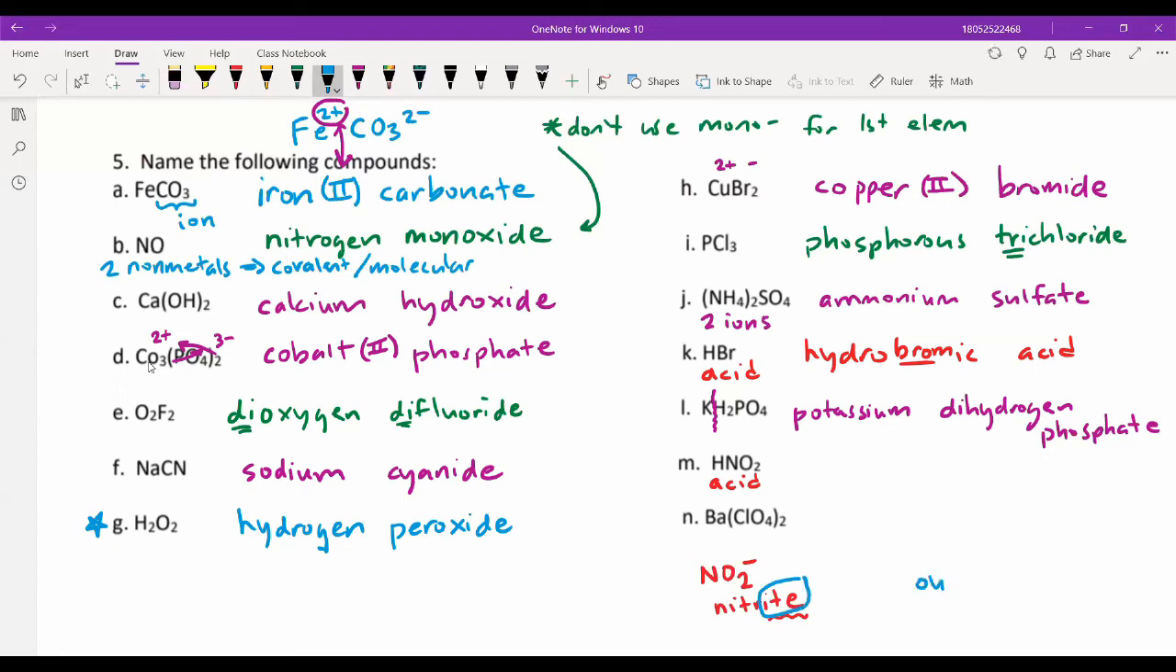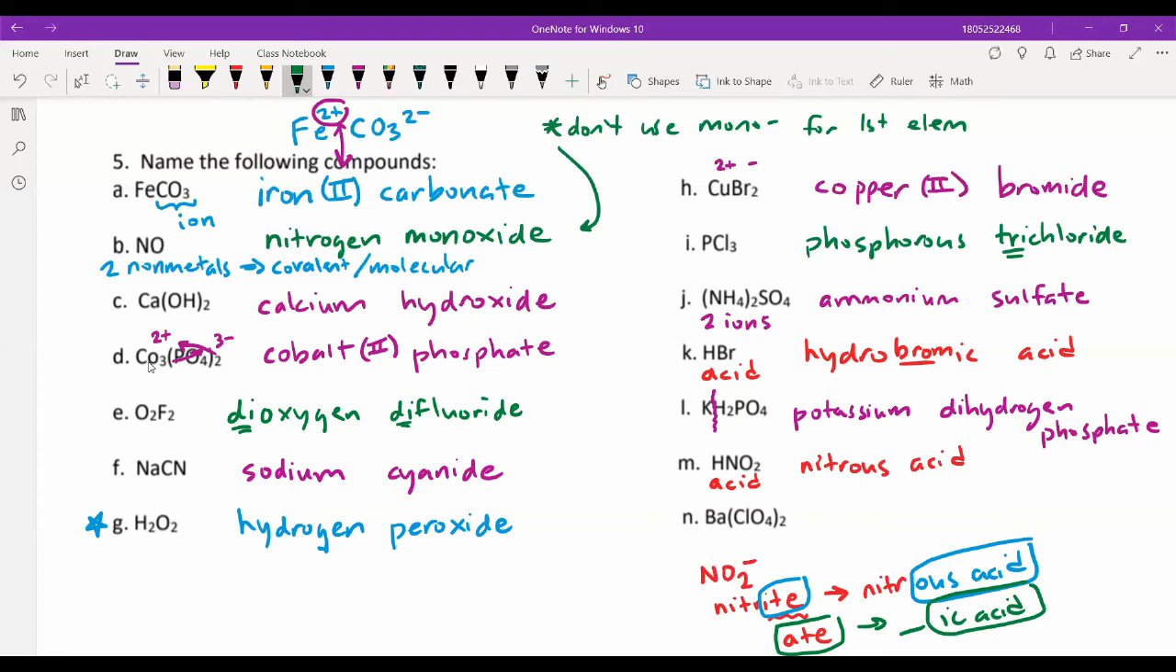-ite becomes -ous acid. So then we'd have nitrous acid. So nitrite becomes nitrous acid. And if it was an -ate, that would become -ic acid. So nitrate would become nitric acid.